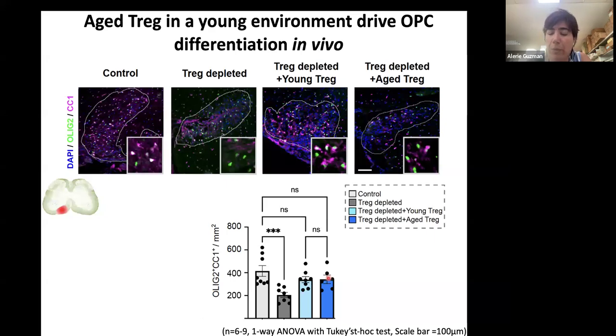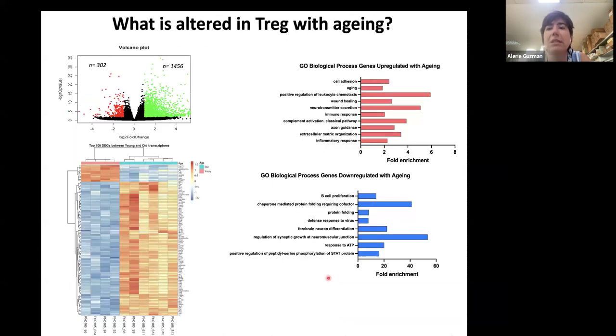And to do so, we did some bulk RNA sequencing to try to understand what is different between young and aged Tregs. And to our surprise, and to cut a long story short, young and aged Tregs are vastly different. They have about 1,700 genes differentially expressed. About 1,500 genes are highly expressed in aged Tregs, while around 300 genes are lower expressed in aged Tregs.